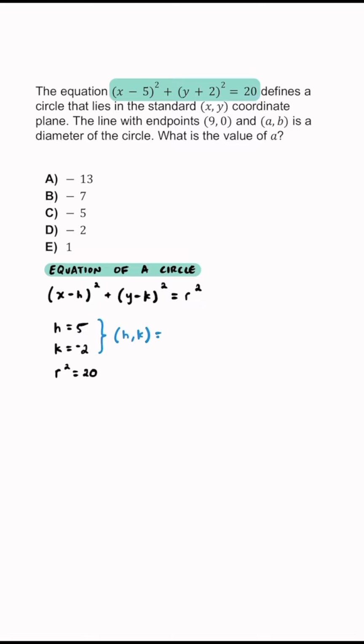When dealing with the equations of circles, h is always going to represent the x coordinate of the center of the circle, and the k value is going to represent the y coordinate of the center. Because we know that r squared is equal to 20, we can find that the radius is going to be equal to the square root of 20, which also simplifies down to 2 root 5. Let's try to visualize this.